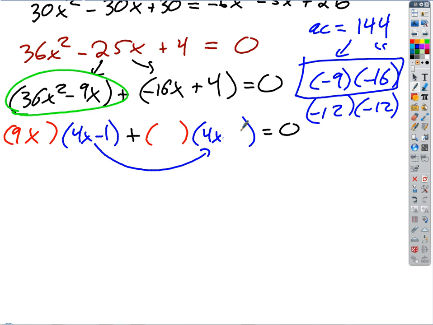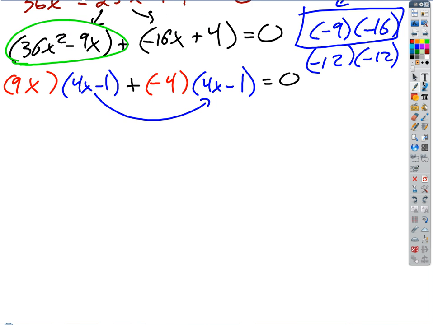Okay, and then now the question is just, what do I have to distribute to get group 2? Negative 4. Okay, good. So now we're done, essentially. We just have to break that into two factors. So there's one more step to the factoring, and then find the zeros.